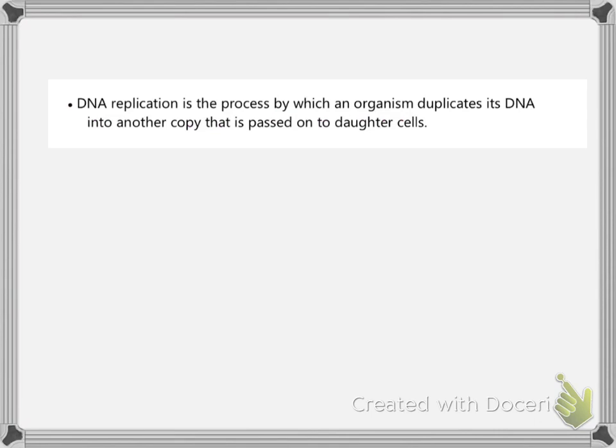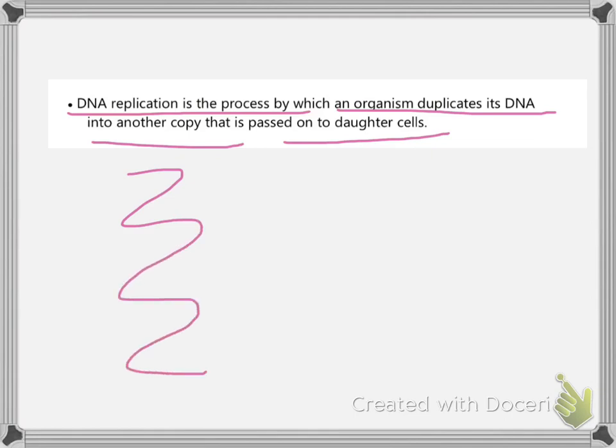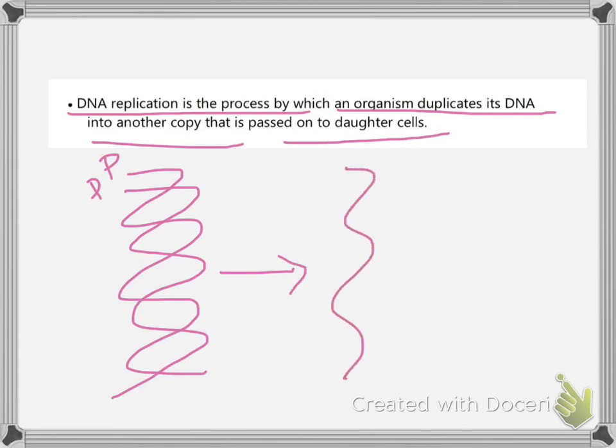What is replication? DNA replication is the process by which an organism duplicates its DNA into another copy that is passed on to daughter cells. So, let us consider this is the double-stranded DNA from the parent. This will separate like this, and a complementary strand is formed for each strand.